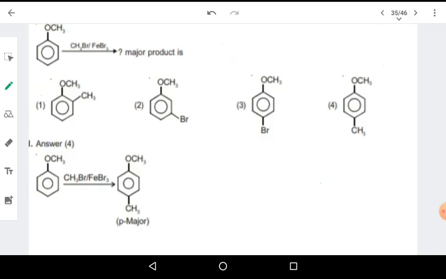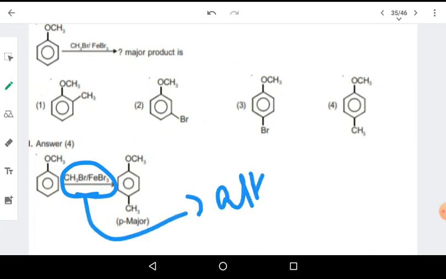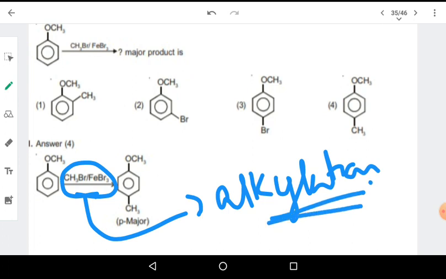Next, OCH3 benzene is treated with CH3Br and FeBr3. What is the major product? Very simple question. We just have to add. This is a basic process of alkylation. So we have to add the CH3 group to the para position because para is the major product. So it is option number 4.